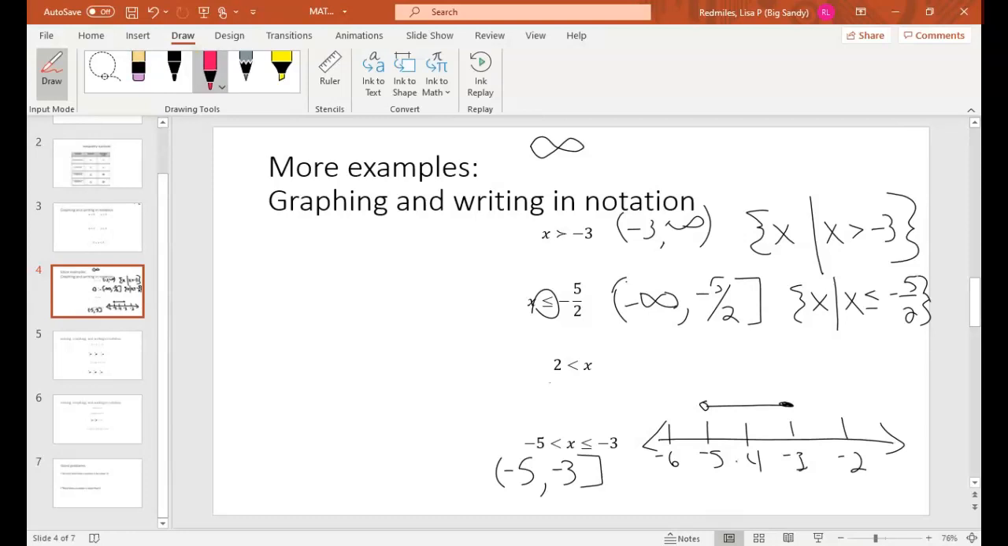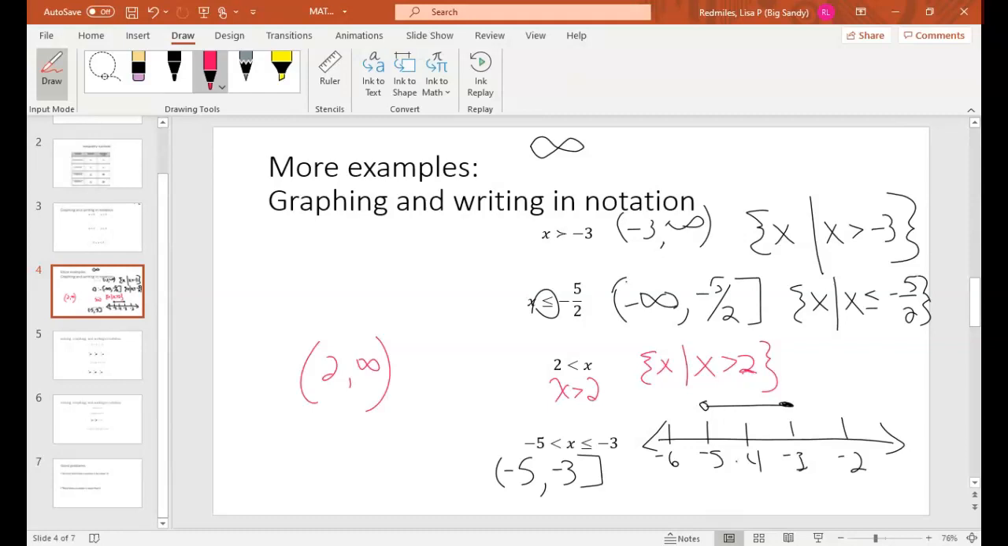The next one, just again, remember it's x is greater than 2. We flip, imagine the whole thing pivoting in a circle. So that means that we're going from 2 to infinity for our interval notation. For our set builder notation, it's the set of all x's such that x is greater than 2. And that's the way we should always write it, with x on the left.